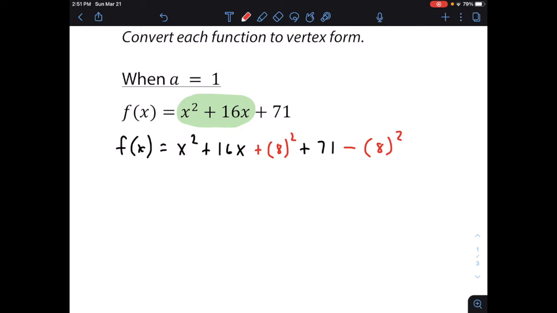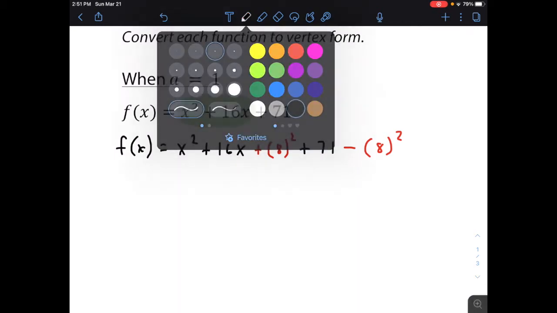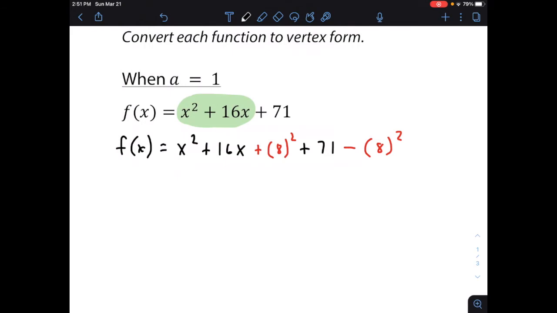half of 16 squared. Okay, so what's going to happen is the two things in red essentially just cancel each other out. But we don't want to do that because we're going to be converting this thing to vertex form. So we want to now use this information that we have here to now rewrite this function. All right, and so what I'm going to do is kind of group this right here and then leave those other things off on their own.